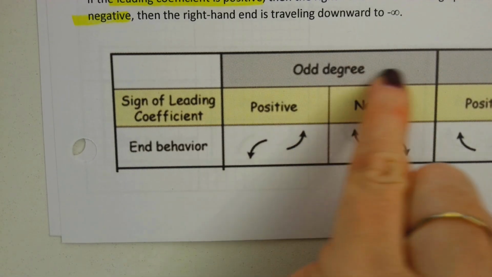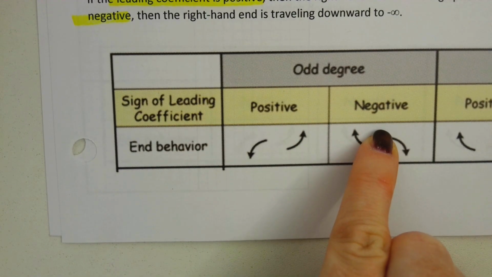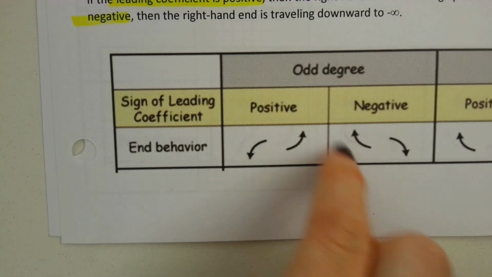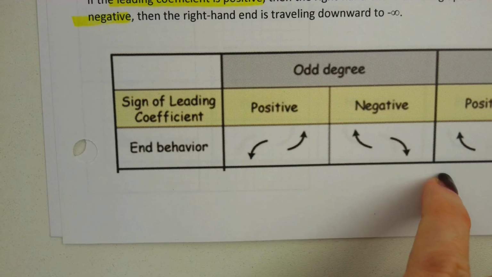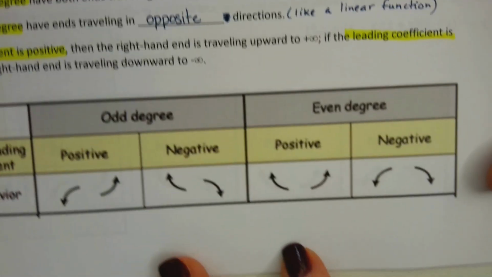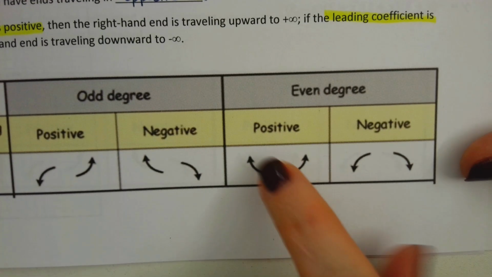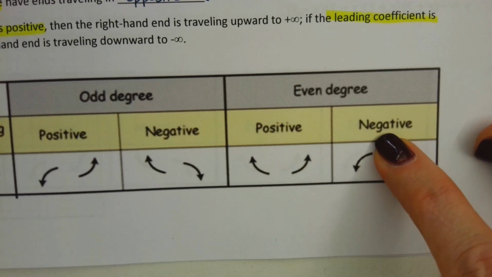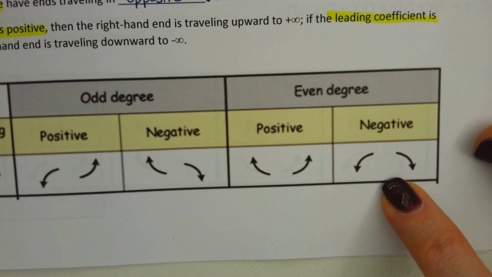If it's a negative leading coefficient for an odd degree, it's just like a negative sloped linear function. The left side will go up, the right side will go down. And then for even degree, if the leading coefficient is positive, they both point up, just like a quadratic. If the leading coefficient is negative, they both point down, just like a quadratic.